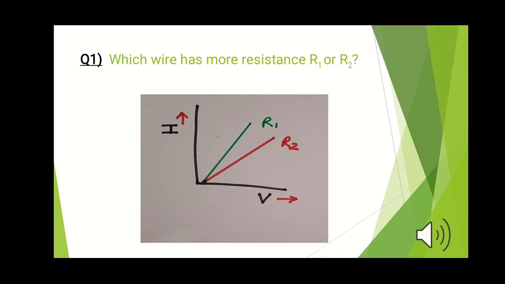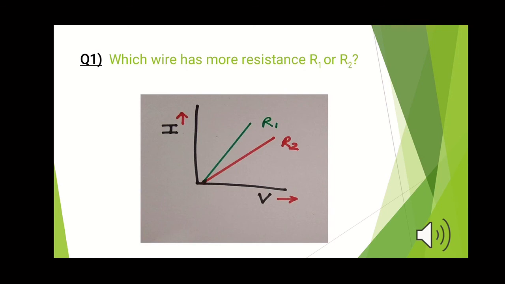One more question arises here: which wire has the more cross-section area? We write the relation between the resistance and the cross-section area of the wire, that is R is equal to rho L upon A. Now the resistance of a wire is inversely proportional to the cross-section area. It means the wire which has less resistance will have more cross-section area. So the answer is R1.